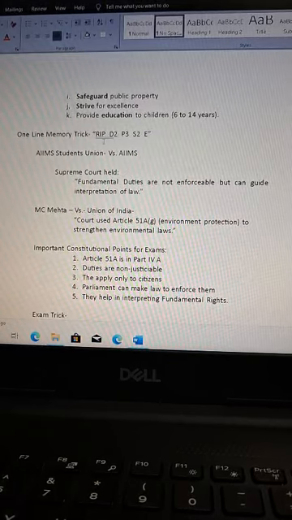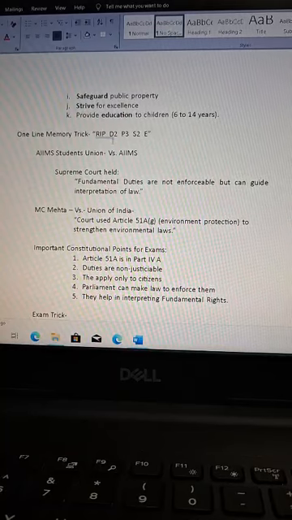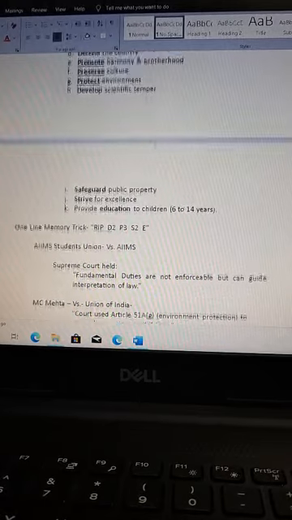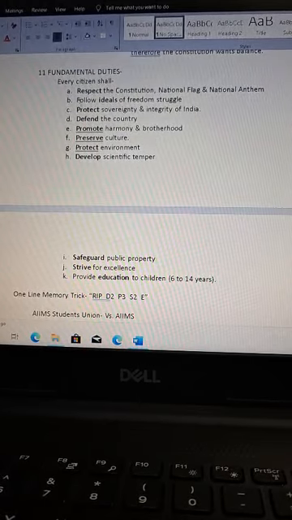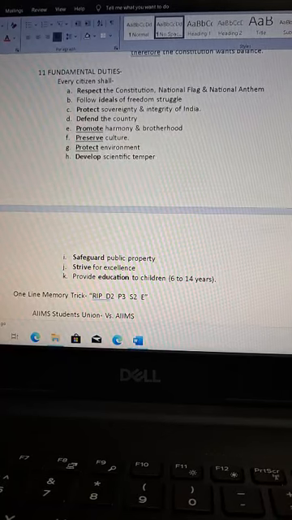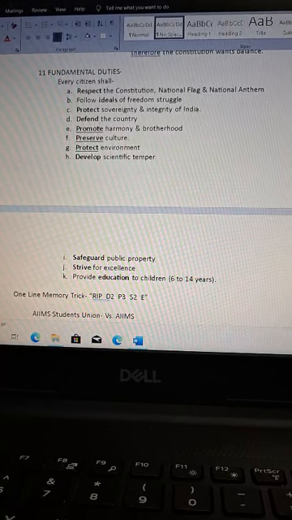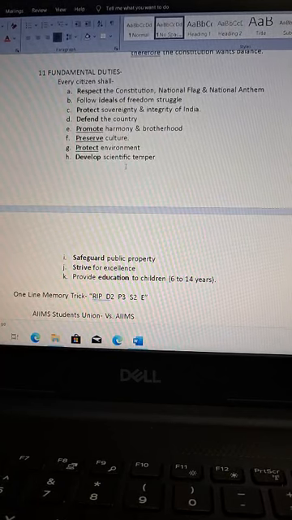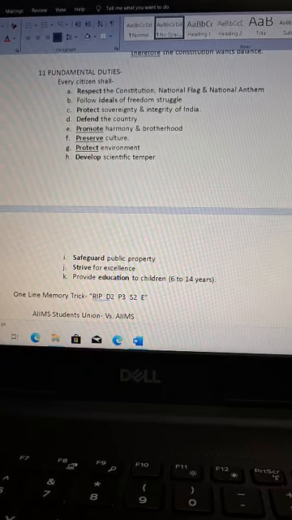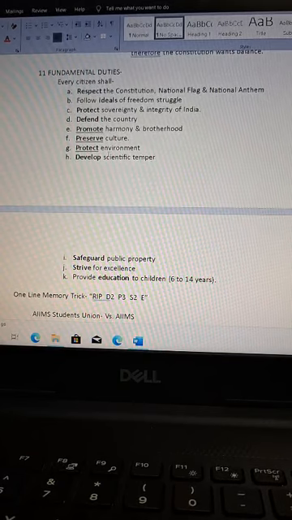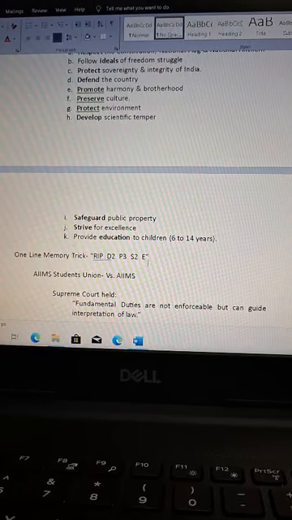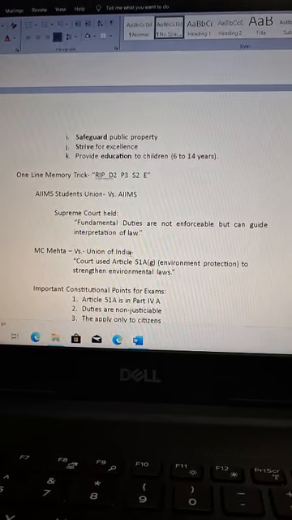One line memory trick: RIP D2 P3 S2 E. Because RIP: R respect, I ideals, P protect. Then D2: defend, and develop scientific temper. Then P3: promote, preserve, protect. And S2: safeguard, strive. And then E: education.